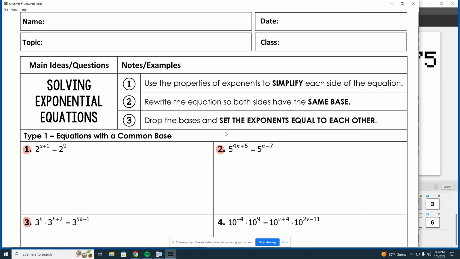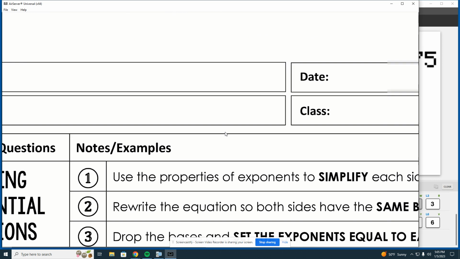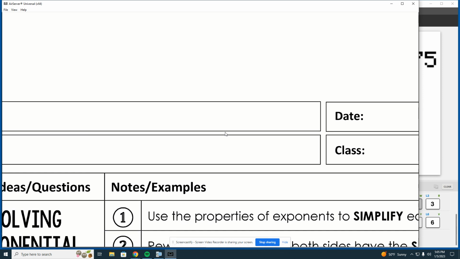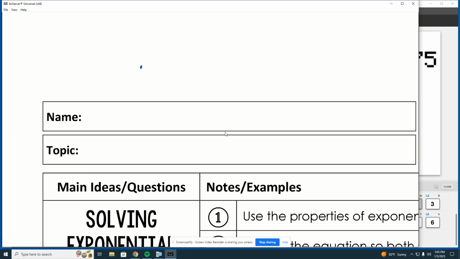Obviously, some of these we won't have to simplify at all, but others we'll use our properties of exponents to simplify. So let me quickly remind you guys of those properties of exponents. Here they were. Remember, when we're multiplying and our bases are the same, let's use variables instead. If we have x to the second times x to the third, remember the rule? Your base stays the same, and we add our exponents. So this becomes x to the fifth.